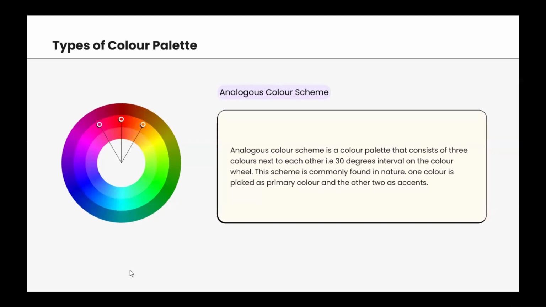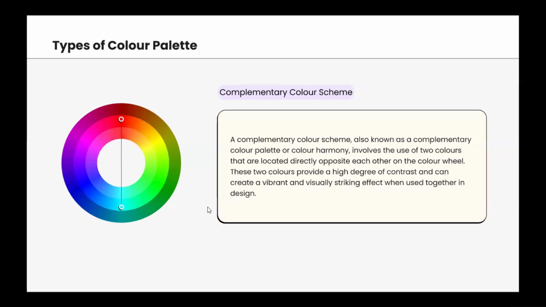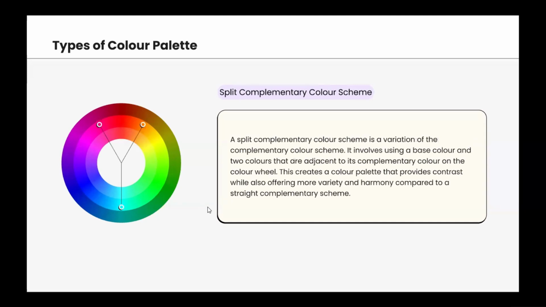So we have the complementary color scheme. I explained what complementary colors were earlier: combining two colors that are opposite in the color wheel, for example, red and cyan. So they could provide a high degree of contrast and can create a vibrant and visually striking effect when used together. We have the split complementary colors.